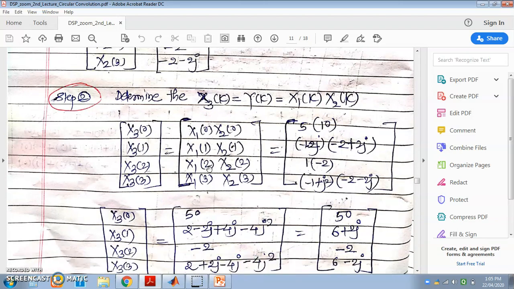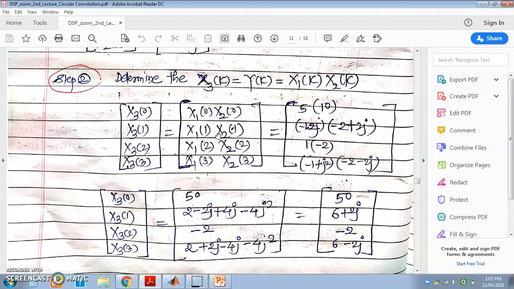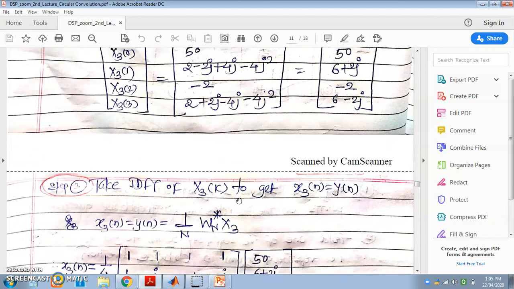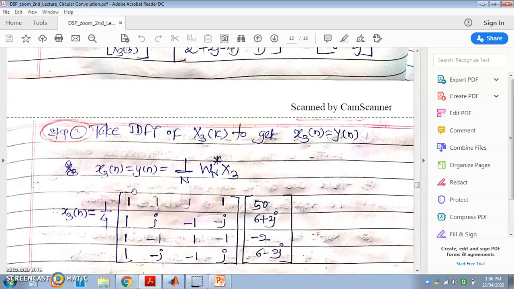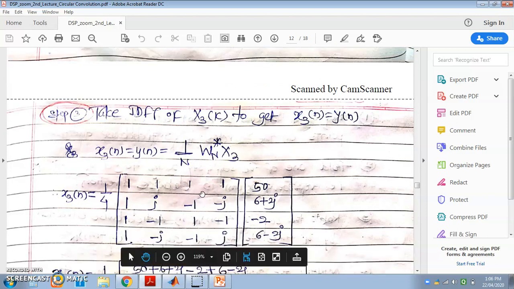Once I know x3 of k, finally I can determine the IDFT of this x3 of k, and we have the circular convolution between the two sequences x1 of n and x2 of n. So x3 of n is equal to the IDFT of the sequence x3 of k. We have discussed this IDFT by using matrices in the last session.